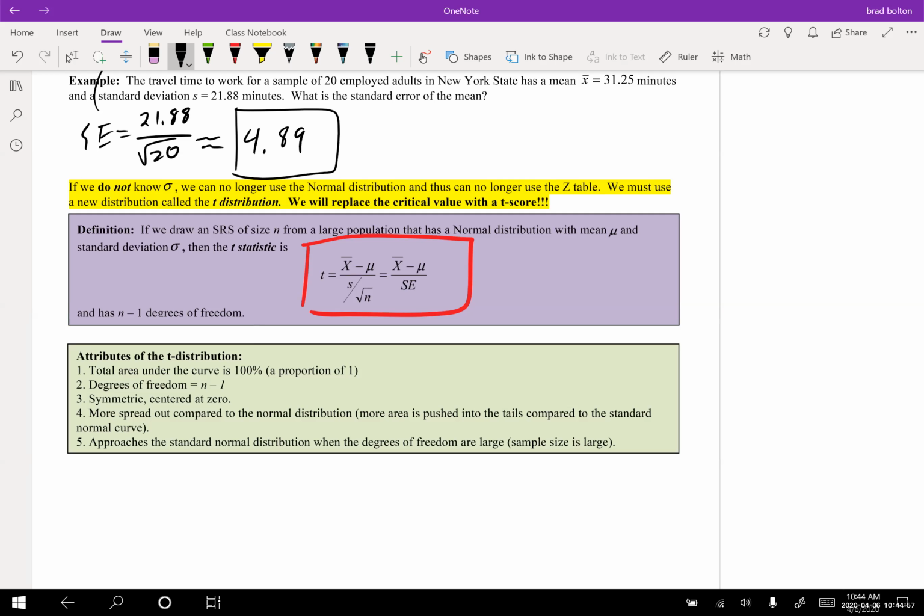So it says you do x bar minus mu divided by the standard error, okay? And it says it has n minus 1 degrees of freedom. Now, degrees of freedom is kind of a difficult thing to explain. So I heard one instructor say this once, and hopefully this makes sense to you, or I read this online.